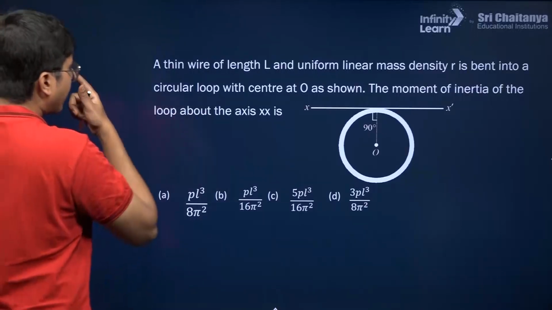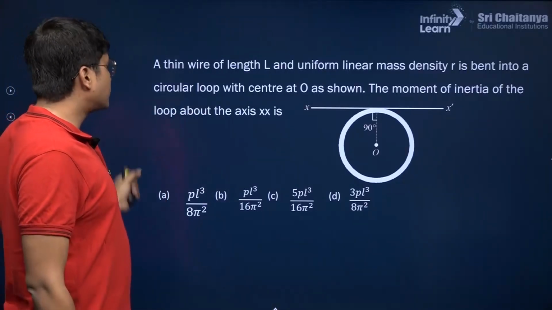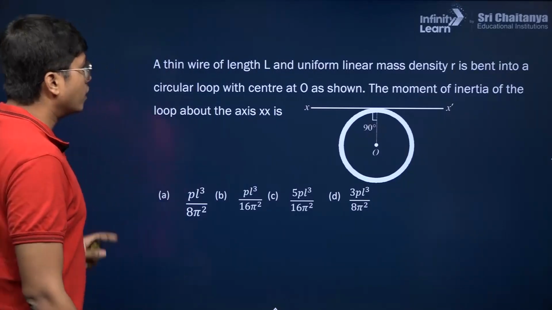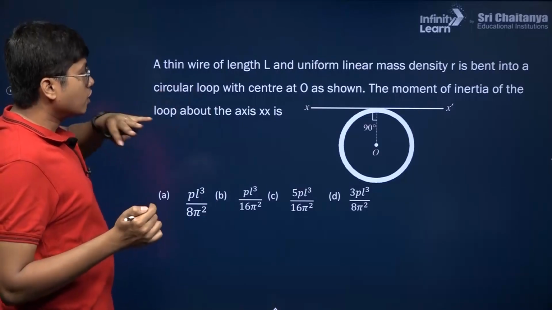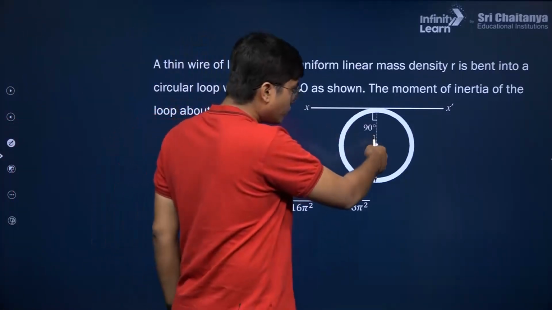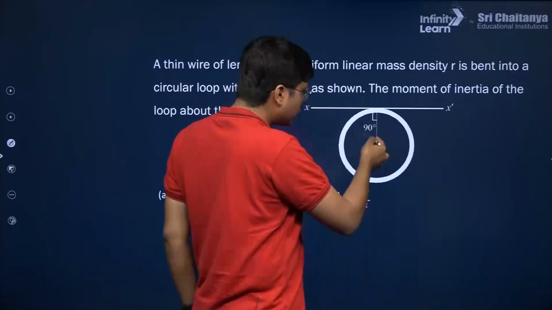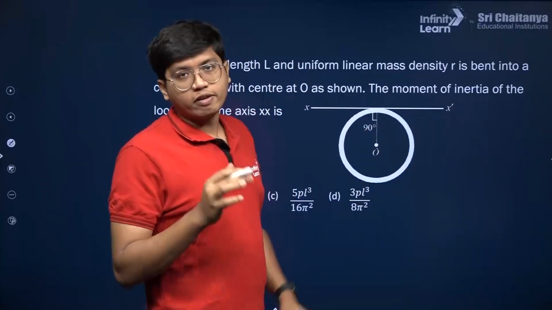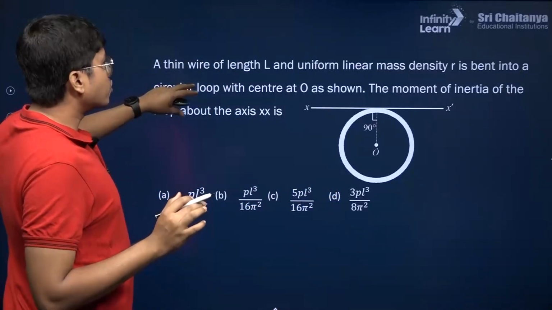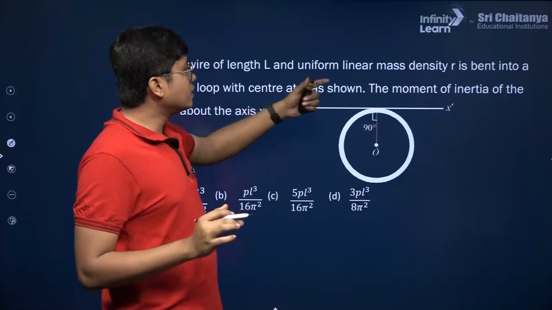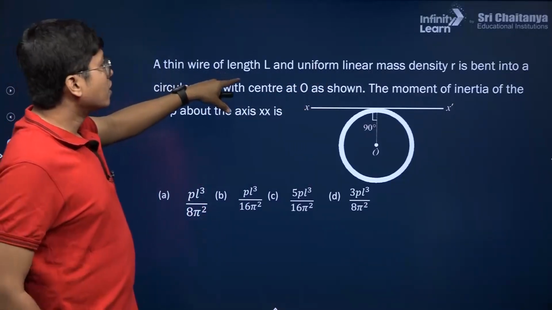Next up, it says a thin wire of length L and uniform linear mass density rho is bent into a circular loop with center O as shown. The moment of inertia of the loop about the x-axis. So over here, we know the moment of inertia about a perpendicular axis through the center of the loop is given by mr square. In mr square, we have not been given the radius r. We have been given the linear mass density rho.